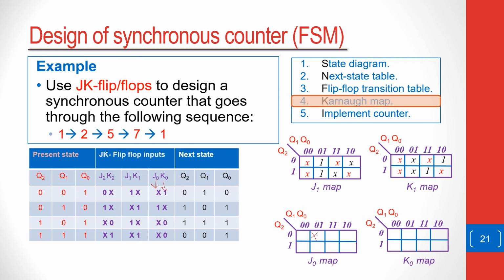Oh, let me change my pen. For J0 here we have a don't care, we have a 1, we have a don't care, and another don't care. For K0 we start with a 1, we have don't care, a 0, and another 0. It means then that the rest we automatically don't care because they don't appear in the transition table.